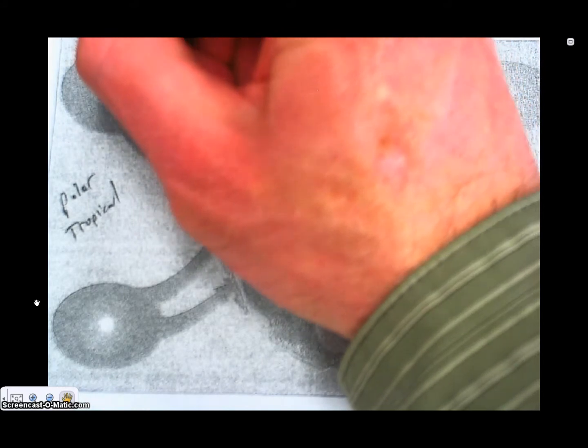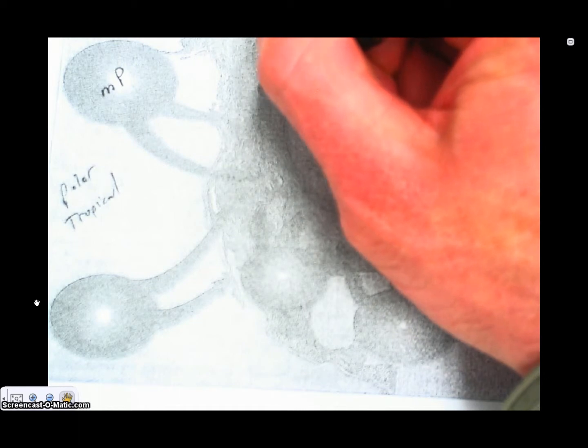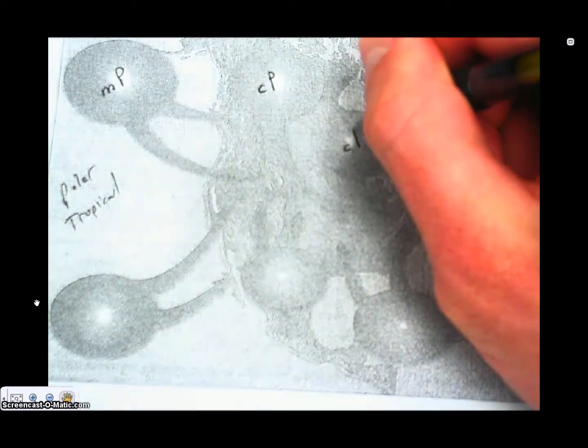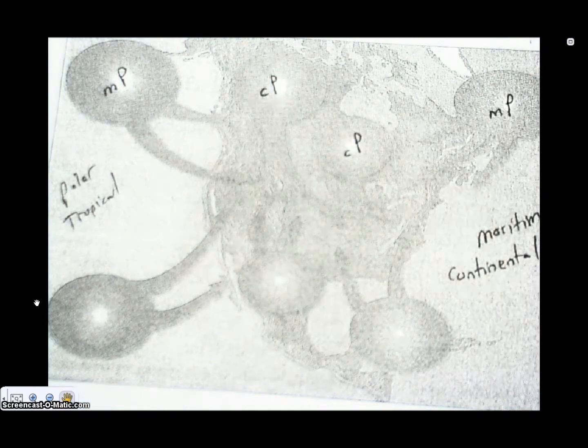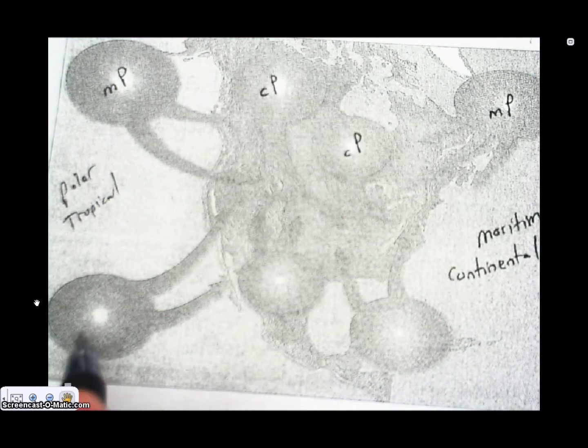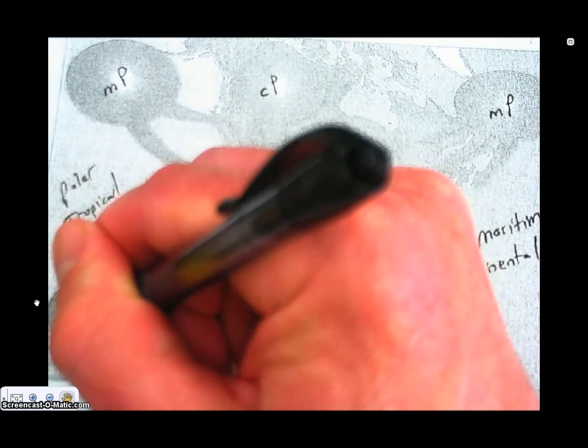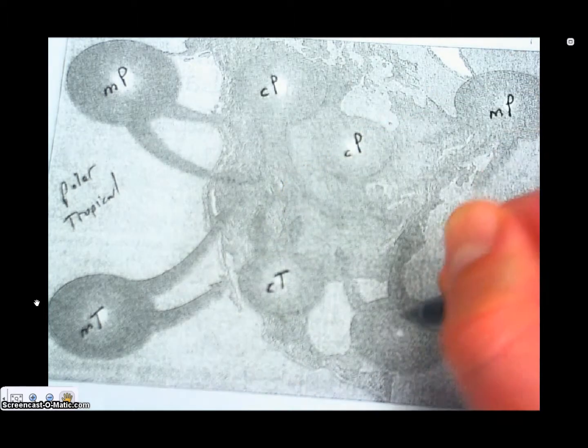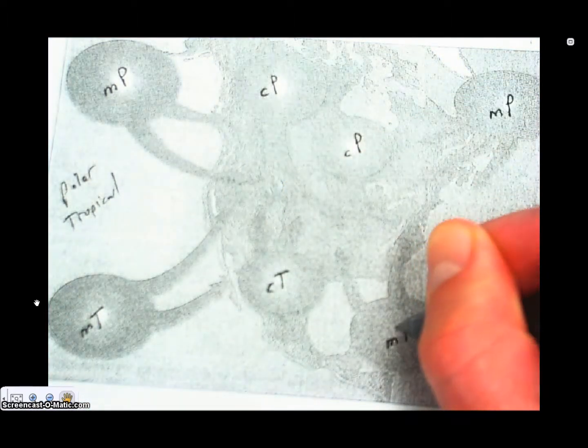This one up here in the North Pacific, we're going to call maritime polar, meaning it was formed over water and it's cold. Over here in northern Canada, we're going to call this one continental polar because it's formed over the continent and cold. Same with this one here. And this air mass in the North Atlantic, we're also going to call maritime polar. And then we come down to the south, and the one that's formed in the South Pacific, we're going to call maritime tropical, big T. This one's going to be continental tropical, and this one's also going to be maritime tropical.